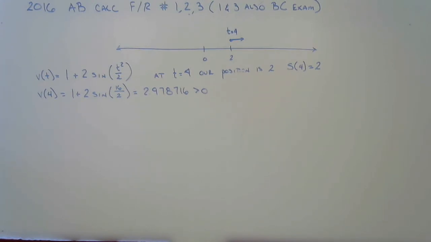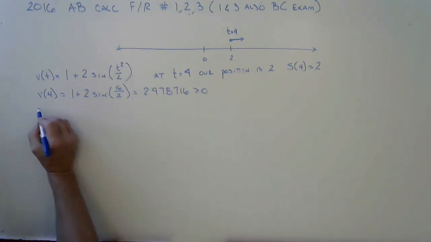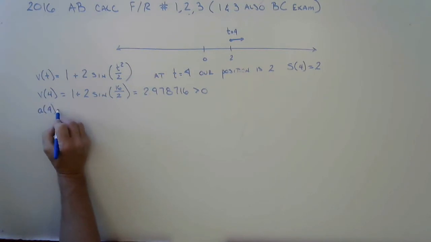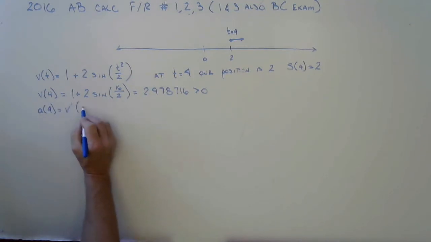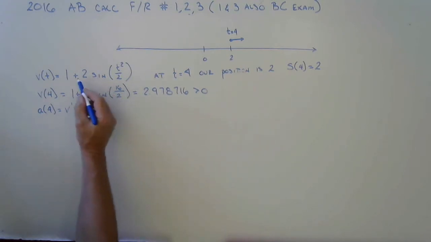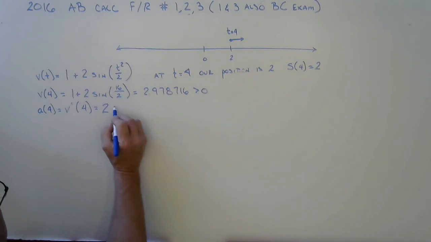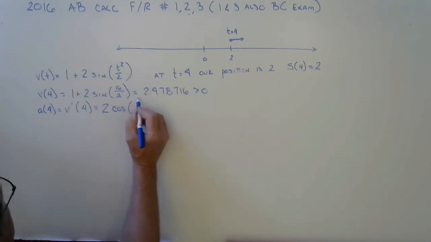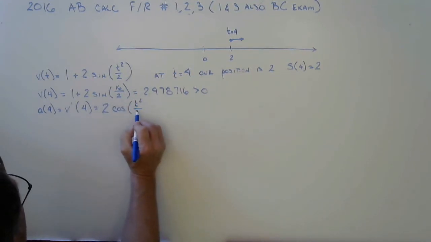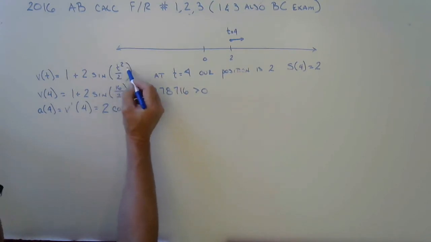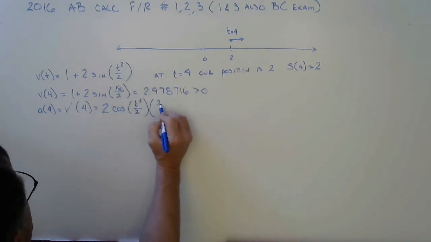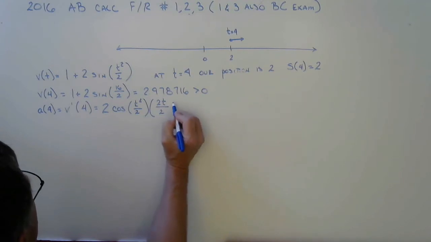Now that doesn't tell me if it's speeding up or slowing down. It just tells me it's moving to the right. To know if it's speeding up or slowing down, I need to know what its acceleration is. I need to know a of 4, which of course is v prime of 4. And if I take the derivative of this, I would get 2. The derivative of sine is cosine. I get t squared over 2. Then I have to do the chain rule. I've got to take the derivative of what's inside, and I get 2t over 2.